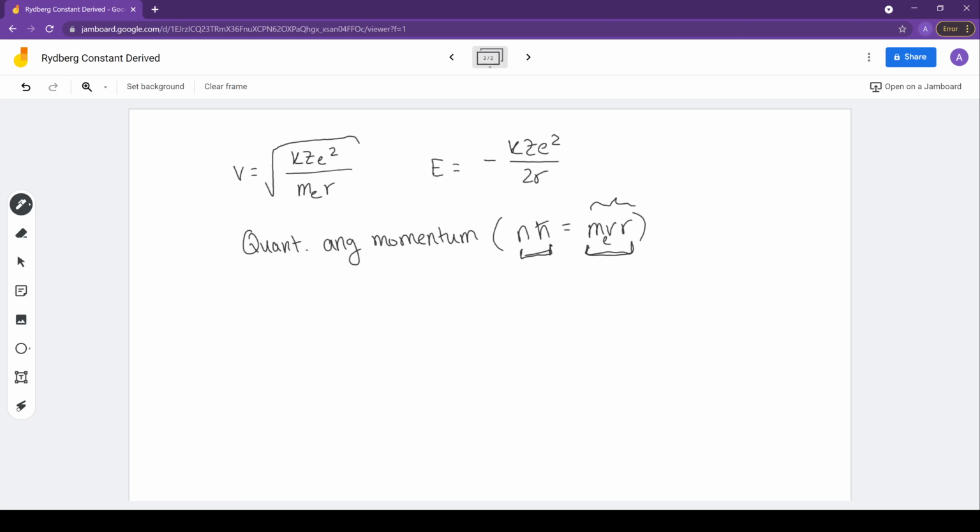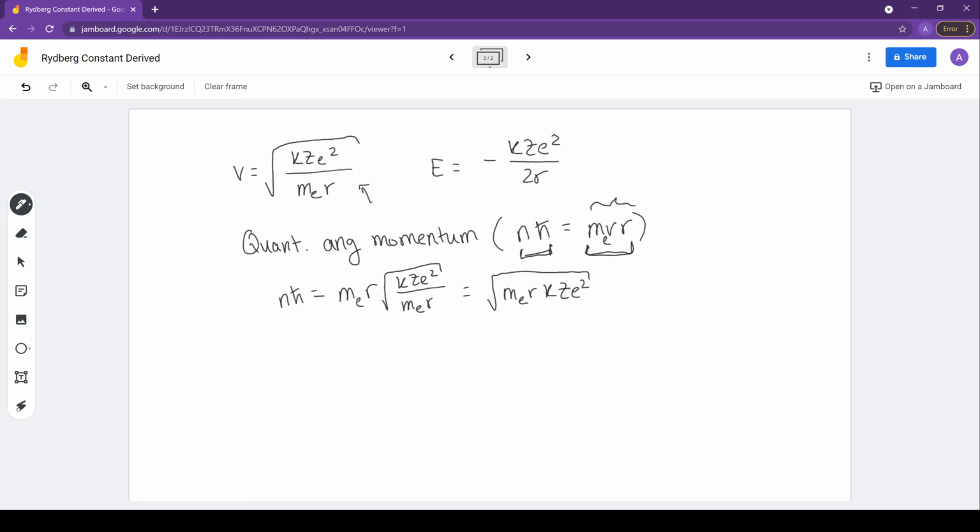So what can we do with this? We know that n times h bar equals m_e times v times r, but we also know what v is because it's right there. So we can substitute that v in. So m_e times r times the square root of K Z e squared divided by m_e times r. And if we bring the m_e times r into the square root, we get this equation: n times h bar equals the square root of m_e r K Z e squared. So this should make sense. This was just simple math.